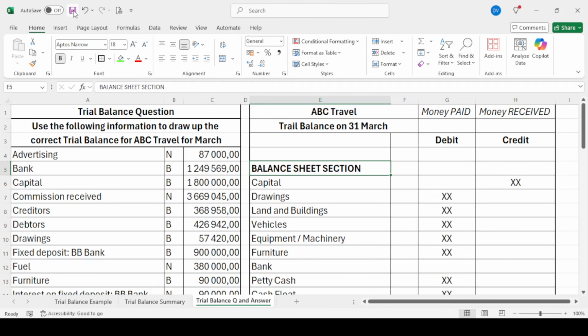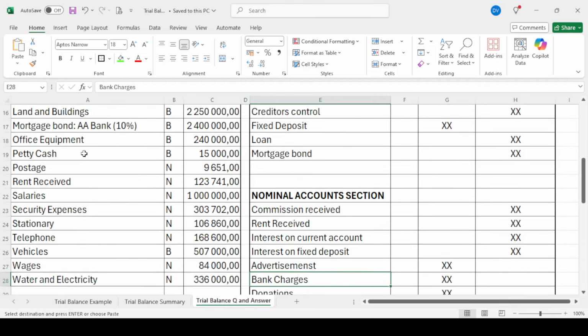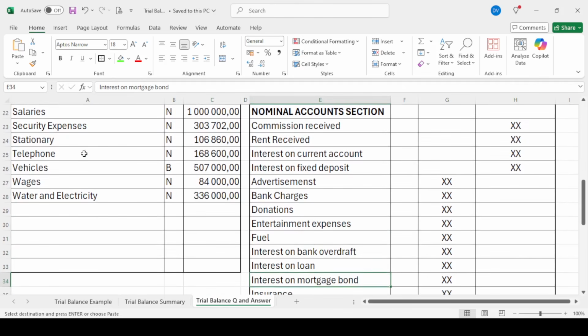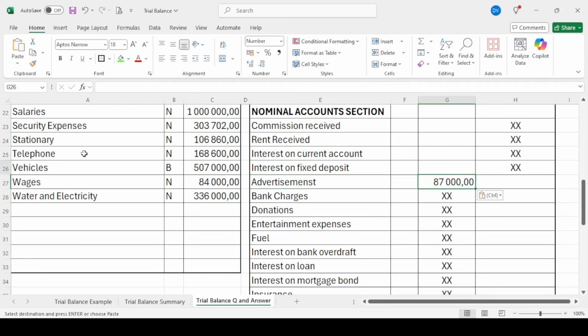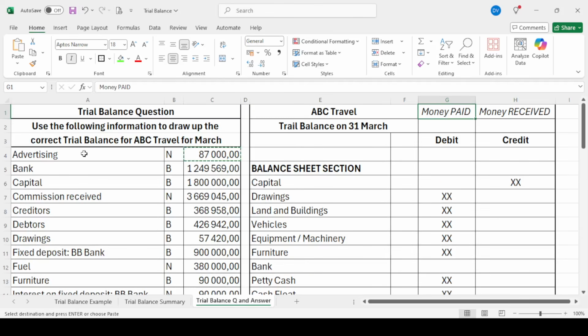Okay, so we're going to do that together. I'm going to work from the left. So the first thing I want to insert is advertising. I'm going to copy that amount. Advertising is an expense. That's why it will be under our nominal account section. Here we go. And we put it on the debit side because it was money paid. There we go, money paid. Let me make that in a color for you.